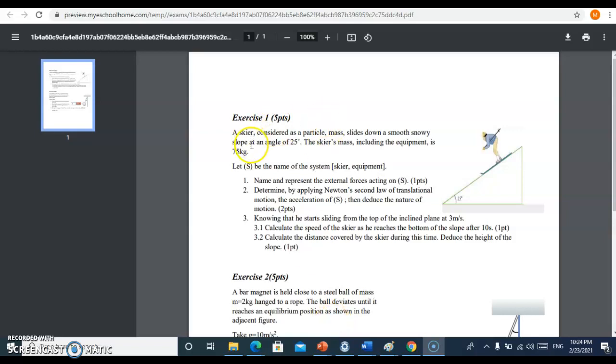Exercise 1. A skier, considered as a particle mass, slides down a smooth snowy slope at an angle of 25 degrees. The skier's mass, including the equipment, is 75 kilograms. Let us name the system S, skier plus equipment. Name and represent the external forces acting on S.